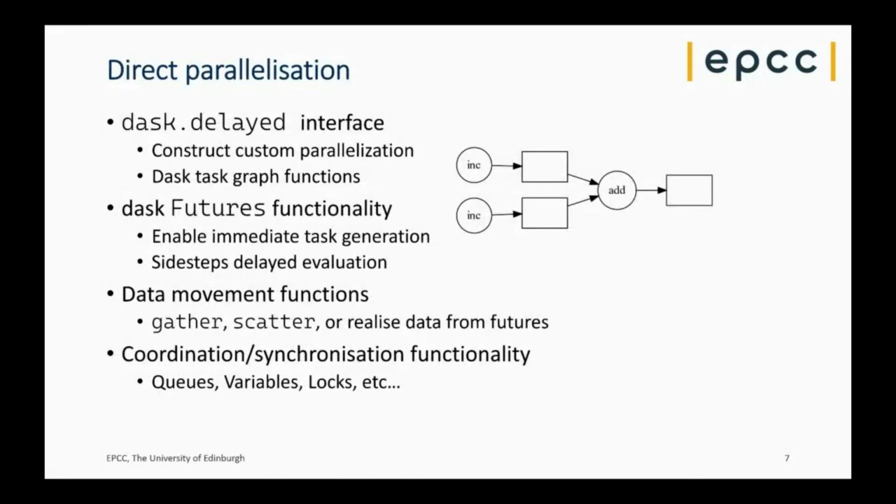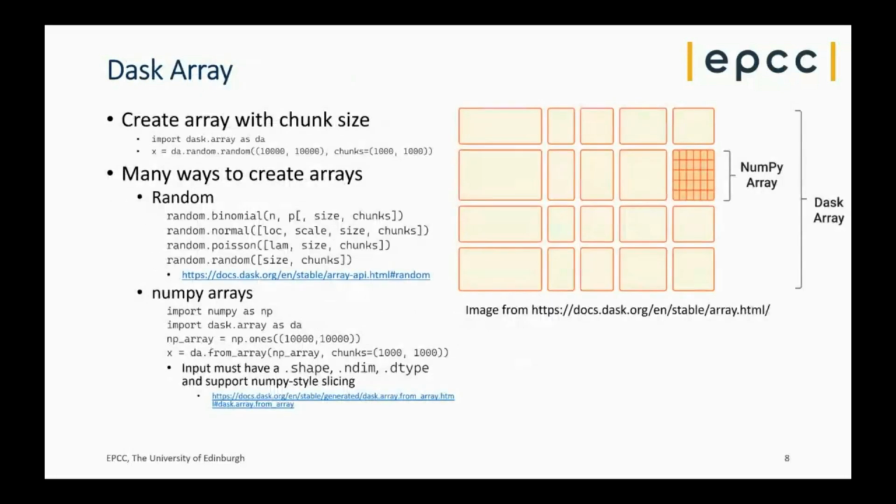So you can construct custom graphs using this Dask delayed interface, where you can put things together. And you can also use something called the Dask futures interface, which lets you specify tasks and get them, so you build your graph that way. There is lower level functionality to let you send and receive data between all the workers and do queues and variables and locks and barriers and all that kind of stuff as well. But that's more involved Dask work.